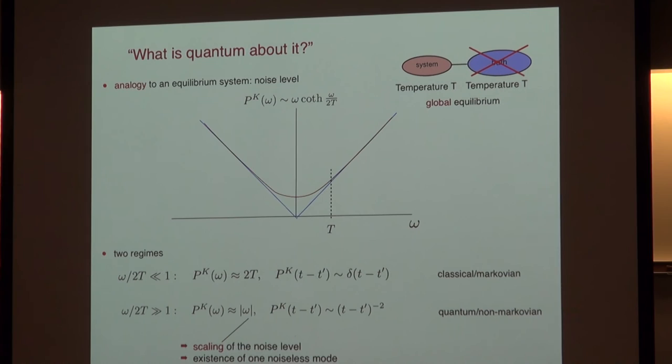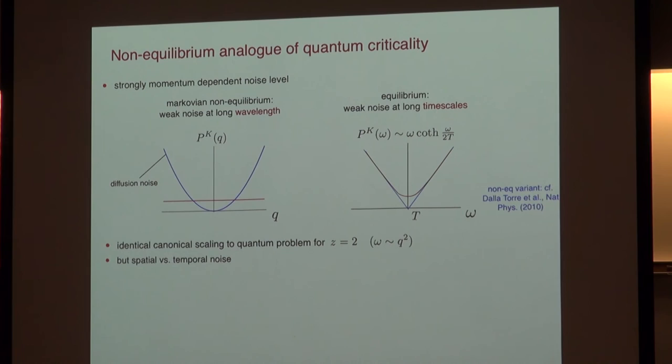No, I'm saying this is a Markovian system, but it shares, I'm constructing an analogy. Not everything is identical. The analogy is scaling with momentum of the noise level. And that gives rise to something that has exactly the same canonical scaling of a quantum critical point. Still, of course, I'm most interested in what's different.